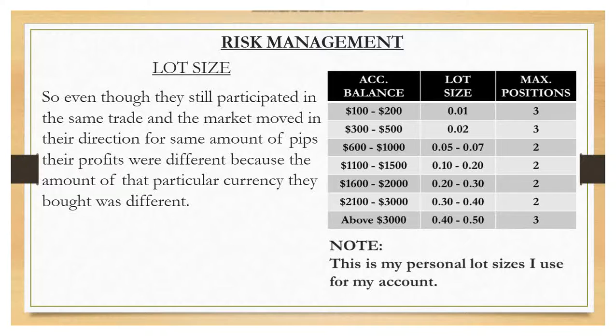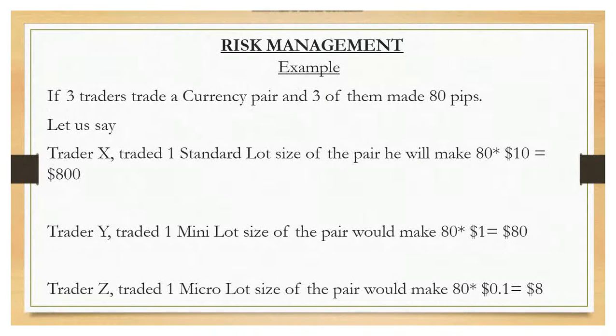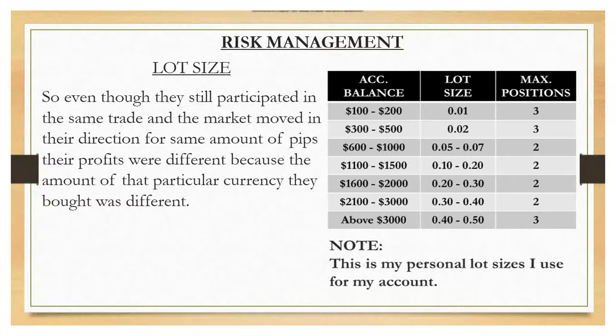So even though they participated in the same trade and the market moved in their direction for the same amount of pips, their profits were different because the amount of that particular currency they bought was different. The lot sizes that they used were different. That's why their profits were different. So you see the difference.